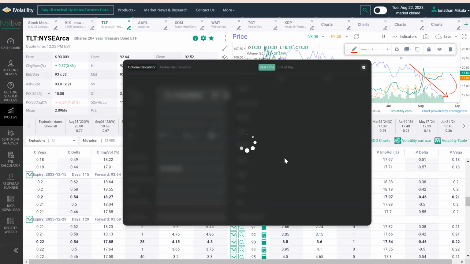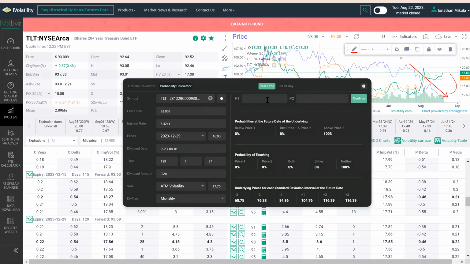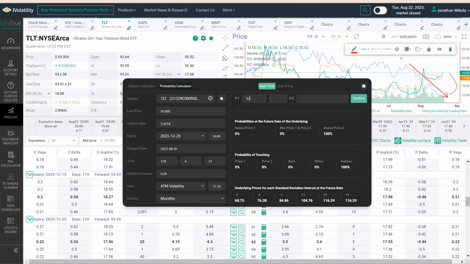So if we pull up our handy calculator here, and we go to the probability calculator and we say, all right, the current at the money strike is right at 93. And then one strike above that would be 94. And we hit confirm. We see that the probability of TLT being below 93 is 45%, but the probability of it being above 94 is 51%. So basically what this translates to is the computer is saying it's more likely than not TLT will be higher than 94 at 12/29/2023. So at the end of this year.